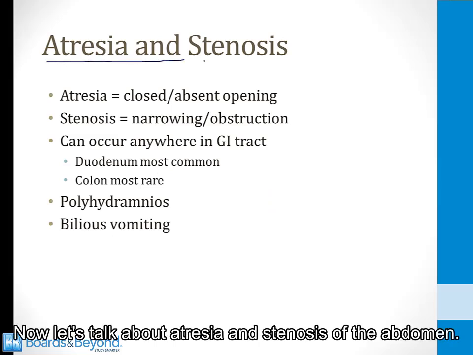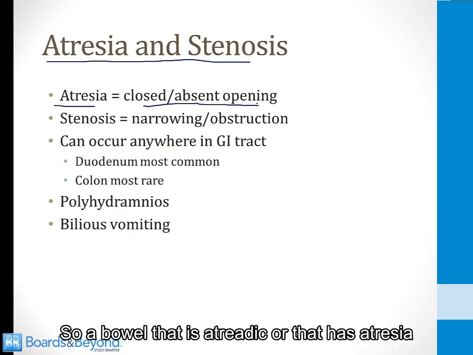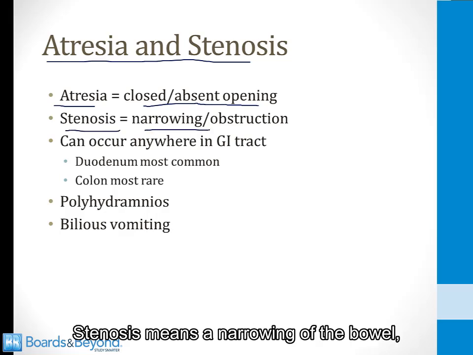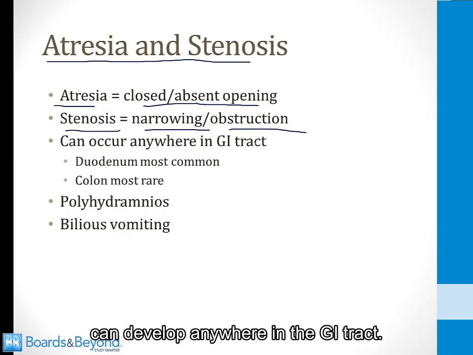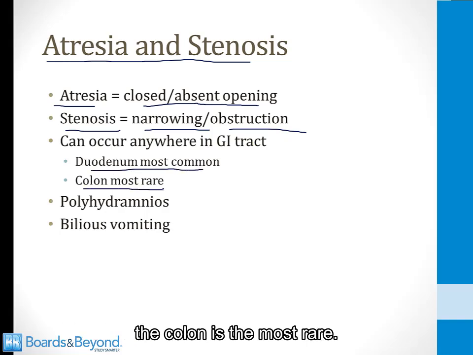Now let's talk about atresia and stenosis of the abdomen. Atresia means a closed or absent opening, so a bowel that is atretic or that has atresia will end in a blind pouch. Stenosis means a narrowing of the bowel, and this will lead to obstruction. And atresia and stenosis can develop anywhere in the GI tract. The duodenum is the most common location. The colon is the most rare.